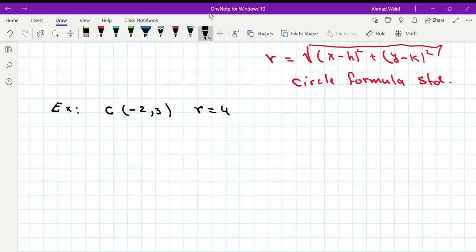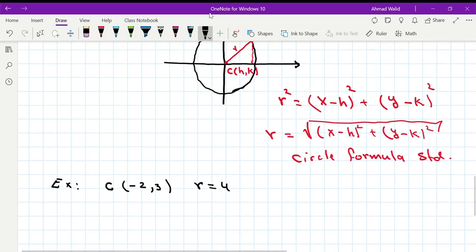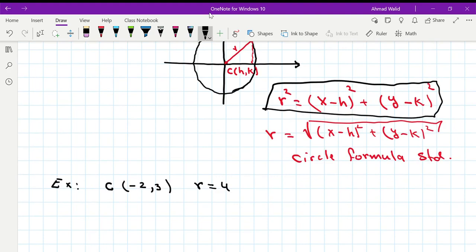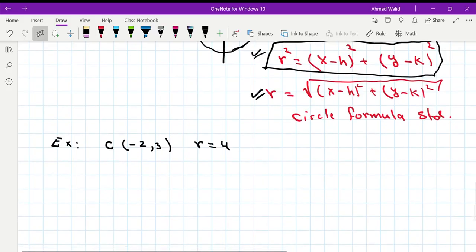Correct? Usually we use the first formula, this one, a lot to write the equation of the circle, not the one with the radical. If you want to find the radius, how much is the radius, use this one. But if you want to write the equation for the circle, always use this one. Correct? Now, when you are talking about center negative 2 and 3, let's know negative 2 is your h and 3 is your k. H and k are given to you.